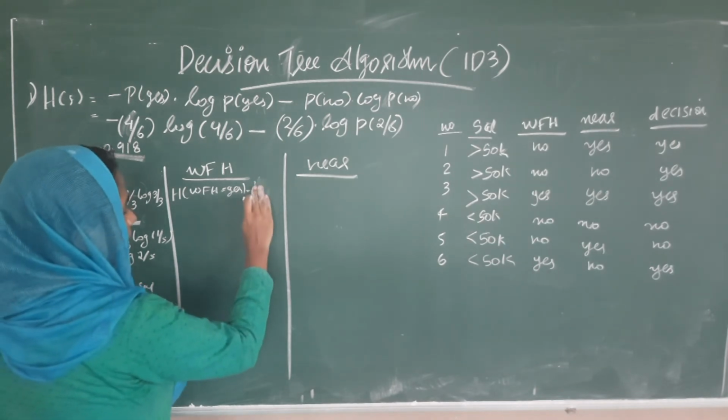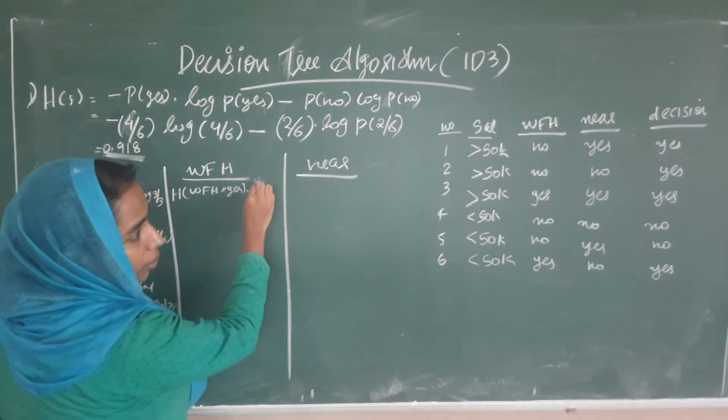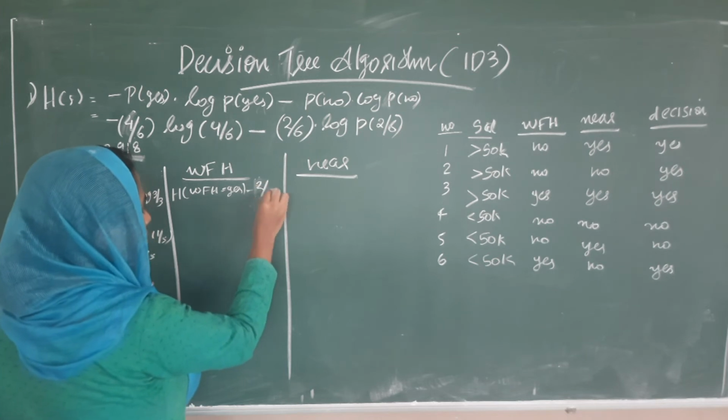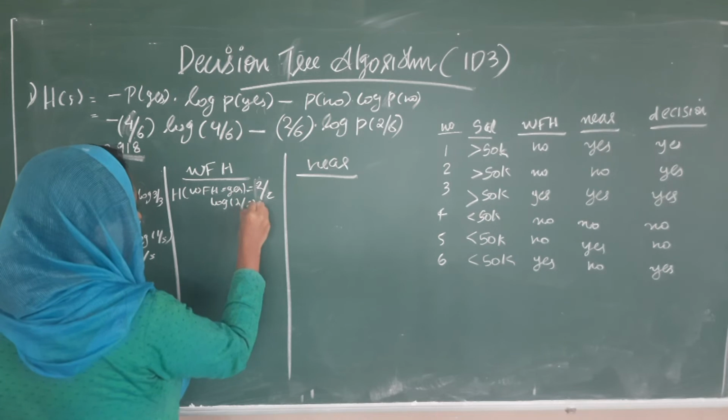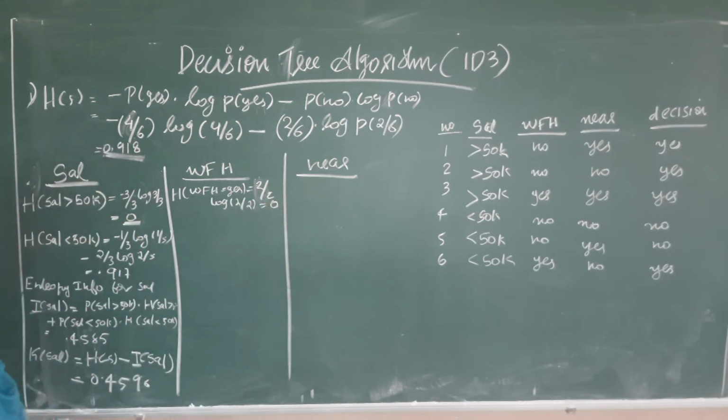So there are 2 cases for work from home. So it is 2 by 2, minus 2 by 2 log 2 by 2, and you know that this ends up at 0. So this is also a pure class. That is, if you are giving the work from home facility, he is definitely going to join the company, something like that. So that is also a pure class.